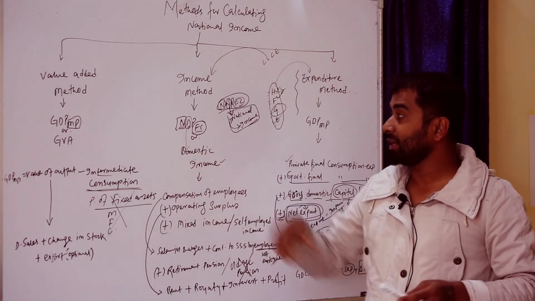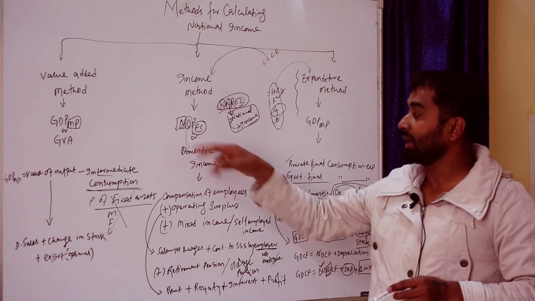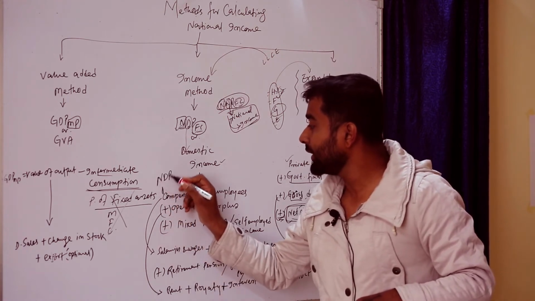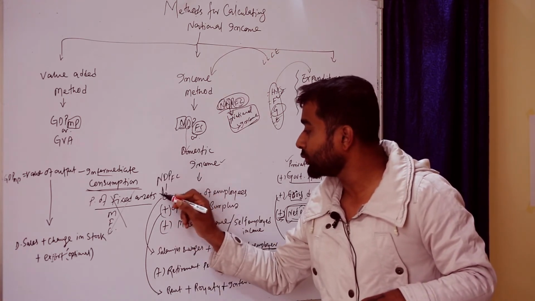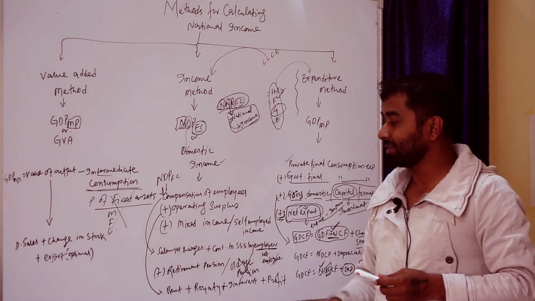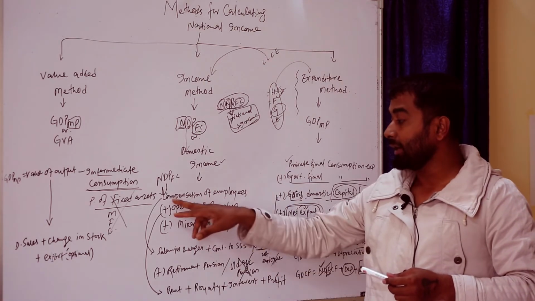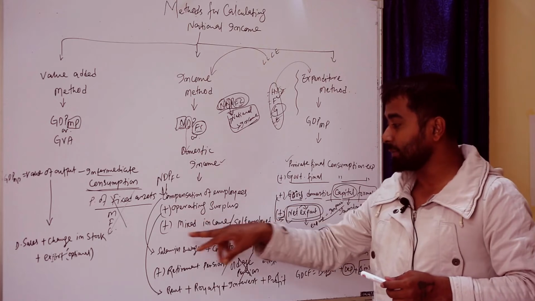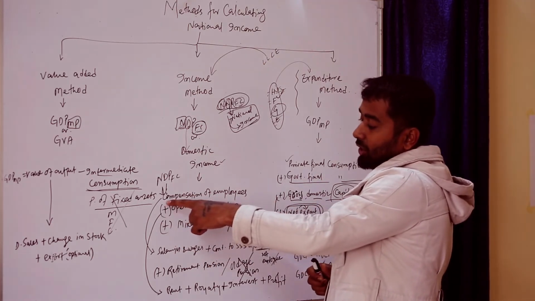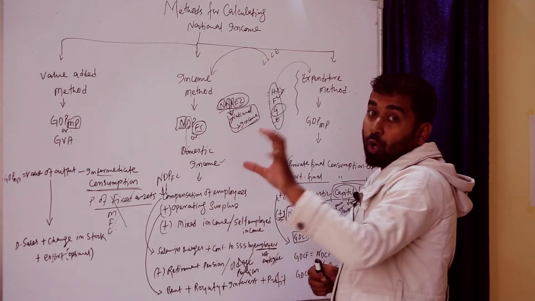So the first one is that when we are calculating NDPFC, NDPFC equals compensation of employees plus operating surplus plus mixed income. Now the question is, sir, if compensation of employees is not given directly, what should we include there?